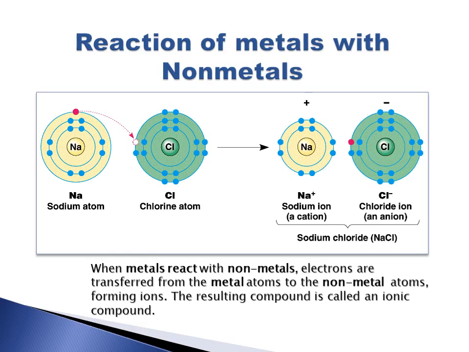Here you can see the sodium metal gives away one electron, while the non-metal chlorine takes up one electron, and an ionic compound, sodium chloride, is formed. Similarly, magnesium and potassium also form ionic compounds, magnesium chloride and potassium chloride respectively.